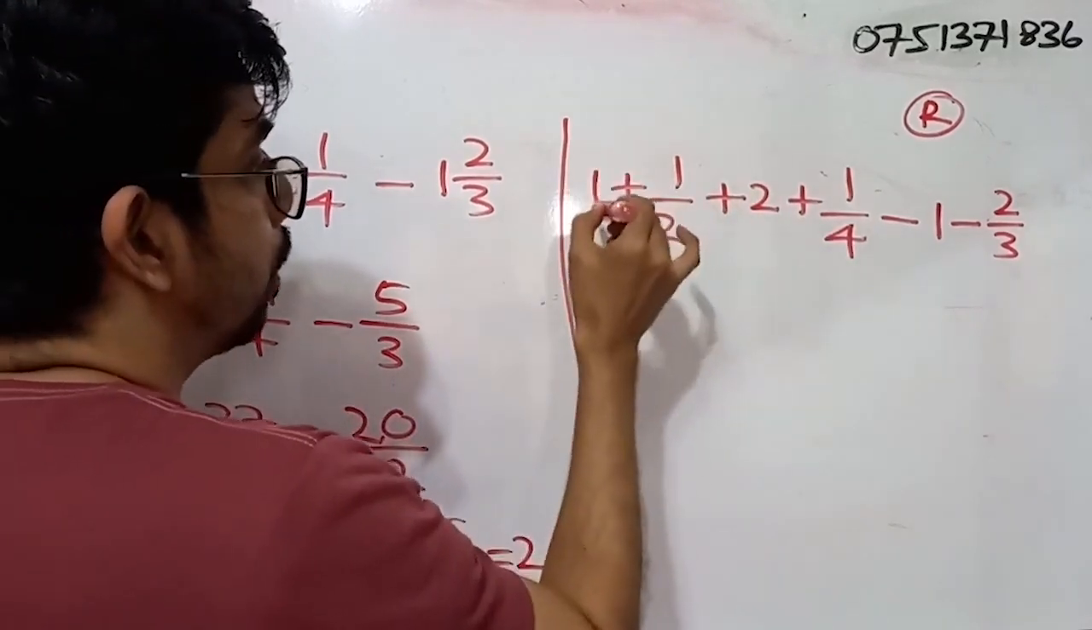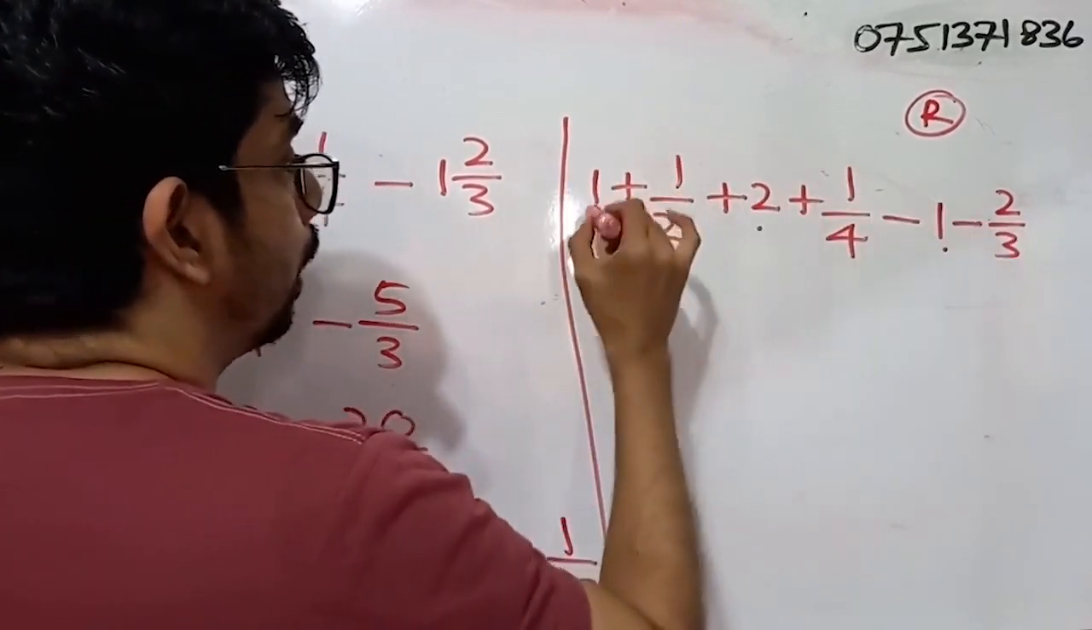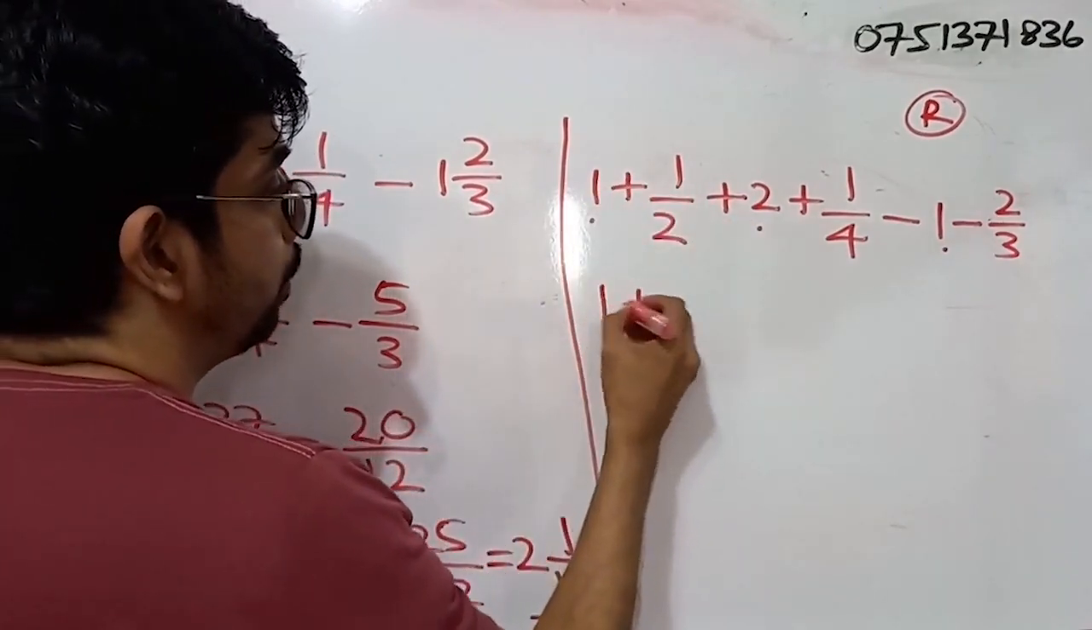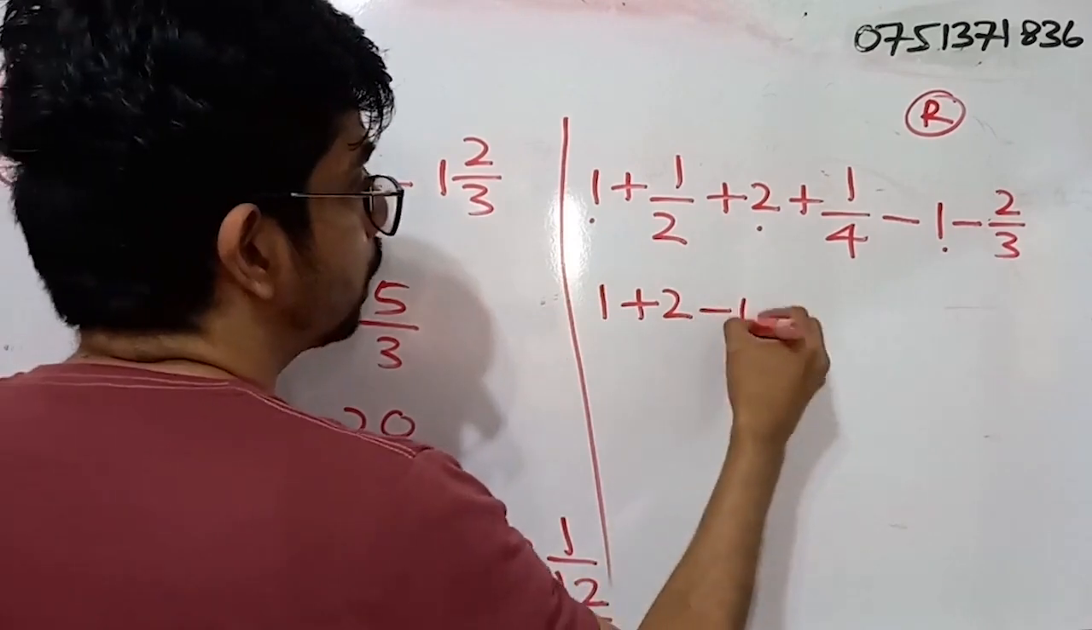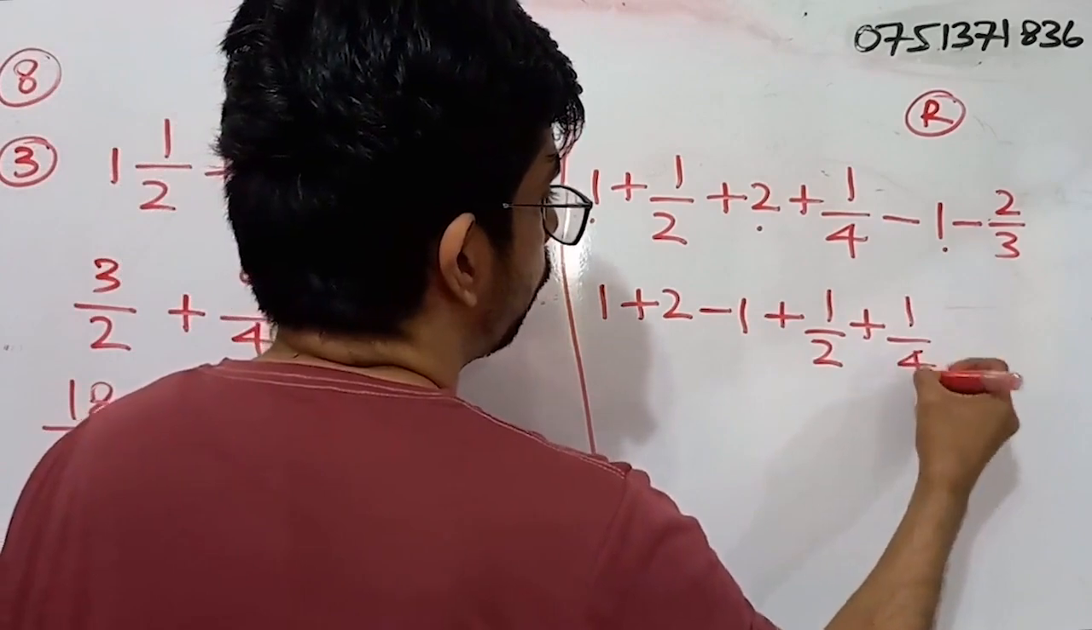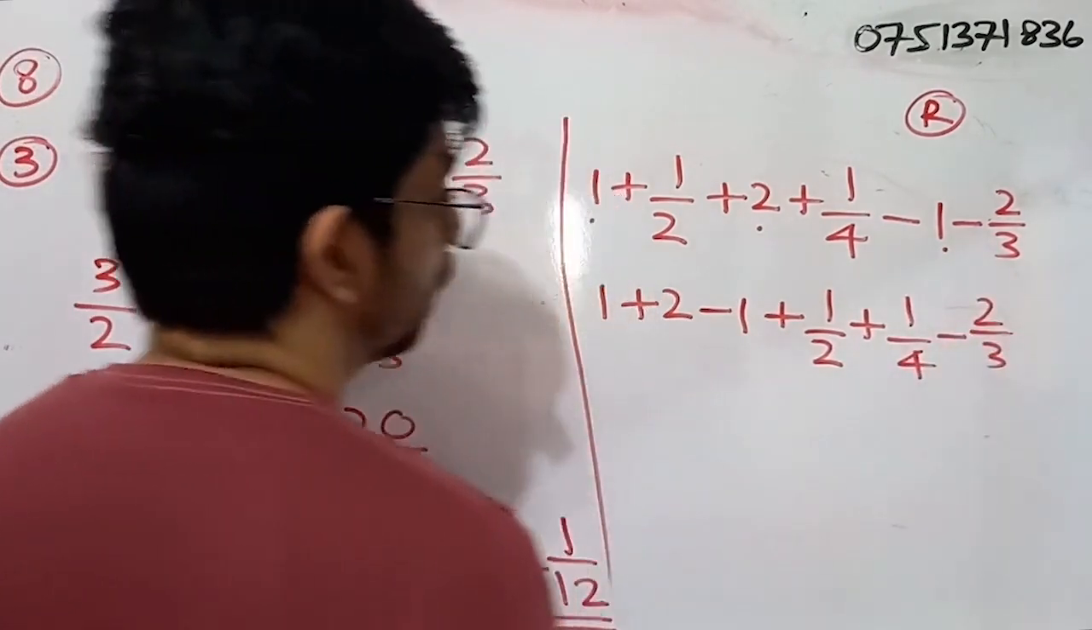Take the whole number parts. 1, 2 and 1. So here, I'll simply rewrite this. So it will be clear for you. 1 plus 2 minus 1 plus half plus 1 by 4 minus 2 by 3.